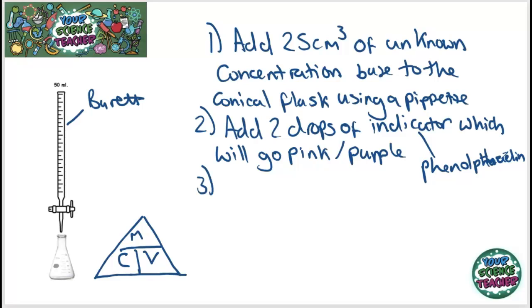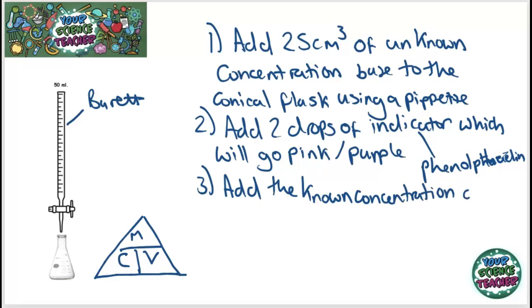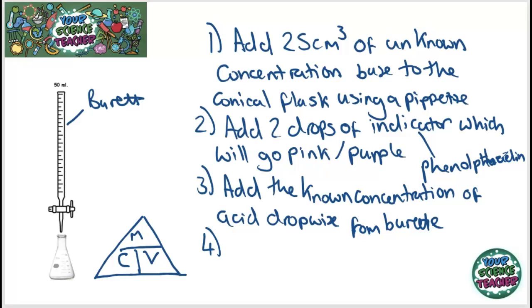Then what you're going to do is add the known concentration of acid dropwise from your burette. And you're going to keep doing this until you get the colour change. You're going to stop adding when the colour changes.